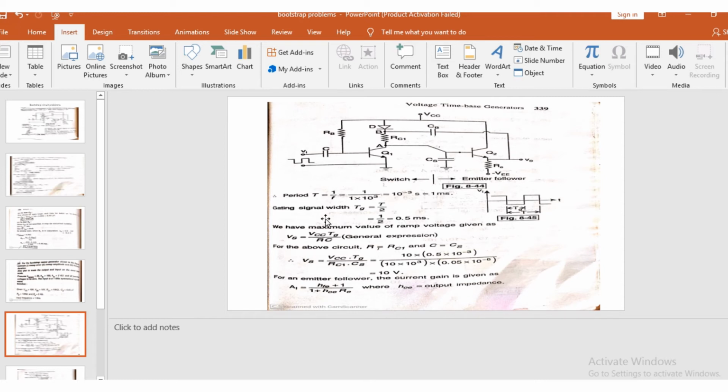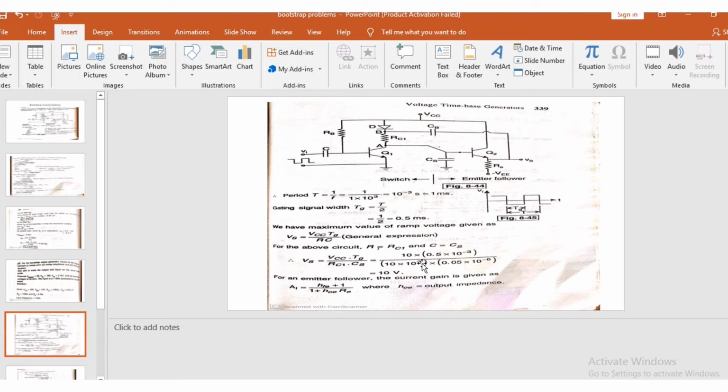Now there is a formula for finding the gating signal width. Gating signal width Tg is equal to T by 2. So 1 millisecond by 2 is 0.5 milliseconds. Next we have a formula for finding the maximum value of ramp voltage. Vs is equivalent to Vcc into Tg by RC. Now from the circuit we have R equal to RC1 and C equal to CS. So Vs is equivalent to Vcc into Tg by RC1 CS. Substitute all those values, we will get Vs is equivalent to 10 volts.